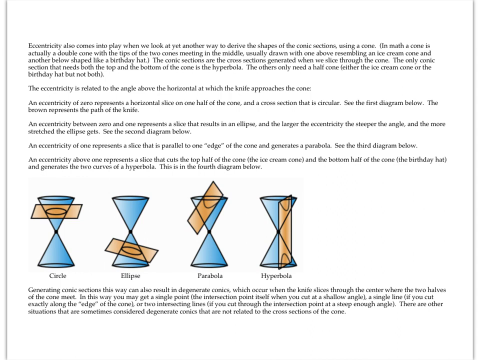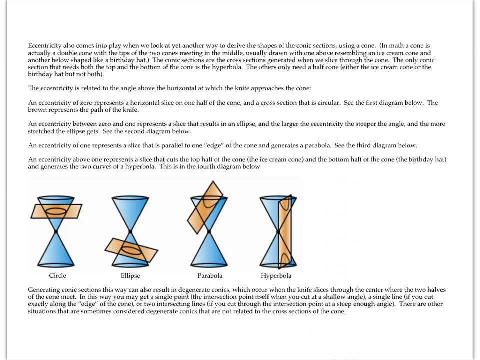Now, conic sections are created when you come in with a knife and slice through this cone, and then you see what the shape of the slice is that you're left over, the cross section. So eccentricity is related to the angle compared to that cone, the angle that you come in with your slice.